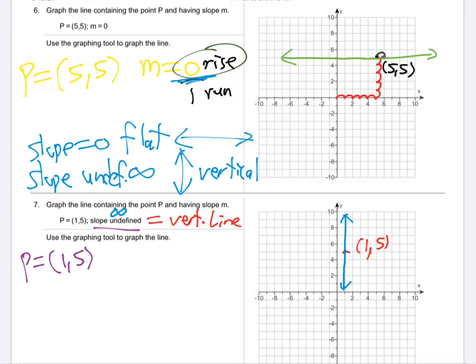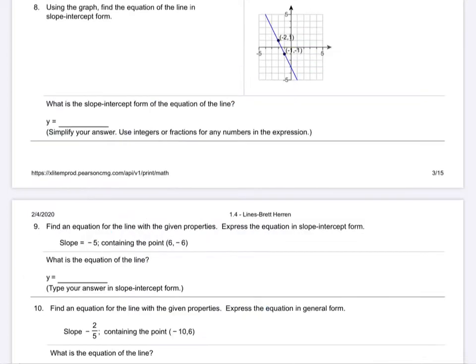Good. All right. Oh, and so on Math Excel, to do the line thing, remember you have to click 2 points. You have the first point at 1, 5, and then just click any other point straight up and down. It doesn't matter where. It'll make the line vertical for you. All right, on to number 8.